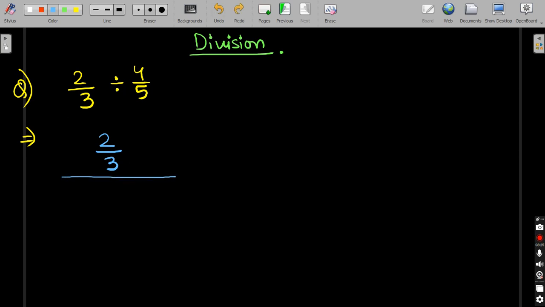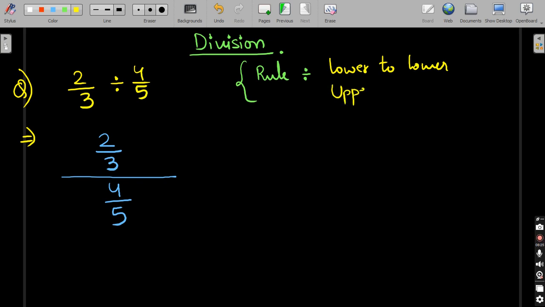The divide sign means I will put a long division sign here. After that, the next number is how much? 4 by 5. Okay. Now there is a process. One rule you should remember. Let me write the rule here. Always remember, if you want to get the correct answer, you should remember: lower to lower, upper to upper.